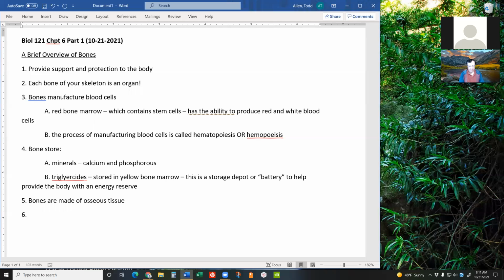Number 6, the skeletal system. If you hear or read the phrase skeletal system, what do we mean by this? When you see skeletal system, we are collectively talking about the entire framework of bones, pieces of cartilage, ligaments, and tendons. So the phrase skeletal system collectively refers to the entire framework of bones, cartilages, ligaments, and tendons, right?